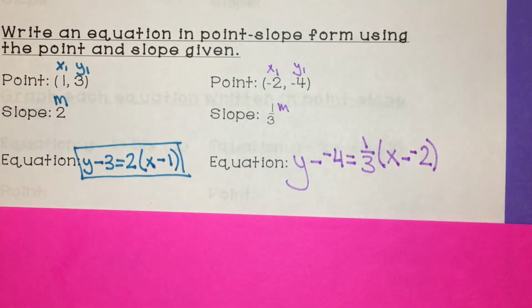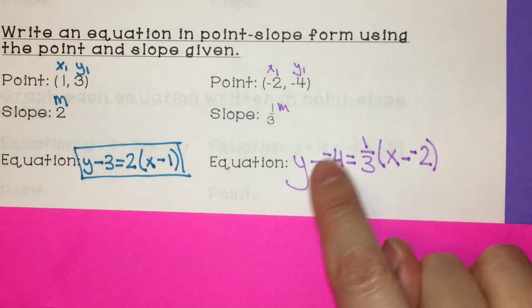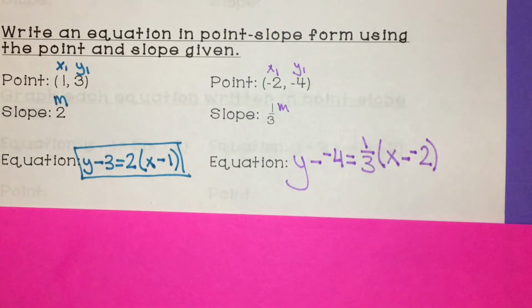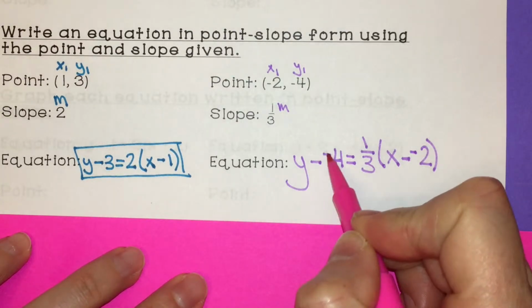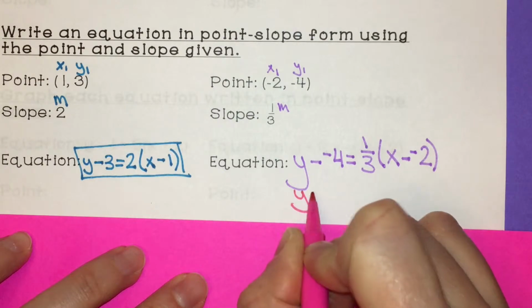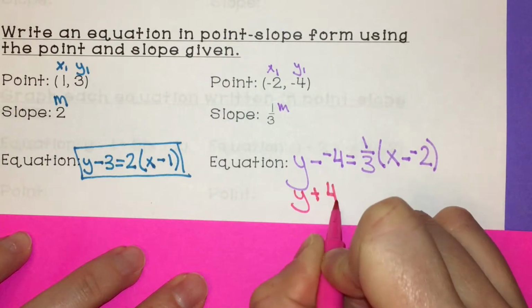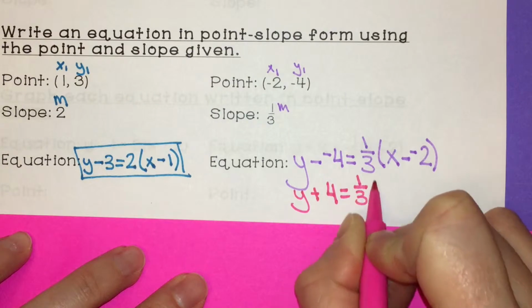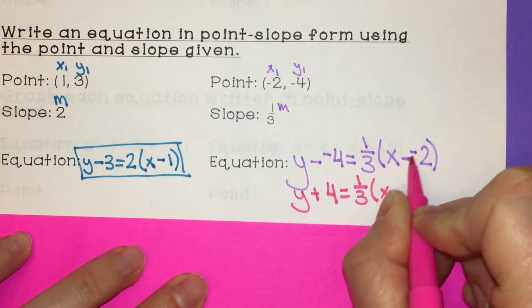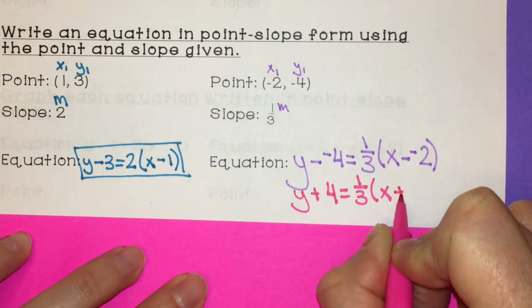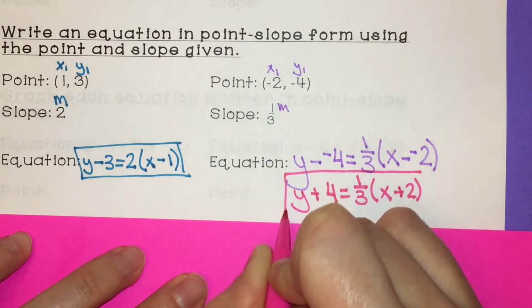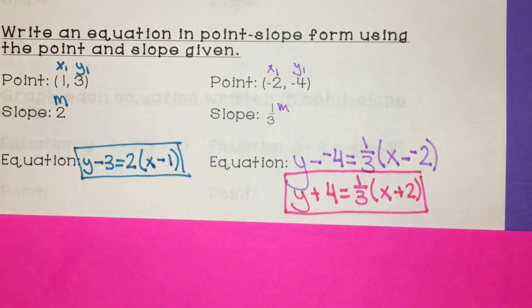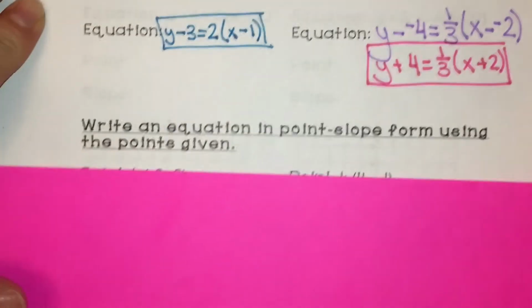All right, so I told you don't distribute, don't combine anything, but if you have minus and negative, you can simplify that because that's just taking care of signs and combining those signs to make it a simpler problem. So anytime you have minus and negative, it changes to plus a positive. So we have y plus 4 equals 1/3 times x, again, minus and negative changes to plus a positive, plus 2. And that's the only thing that you would simplify. Minus a negative, change it to plus a positive. All right.